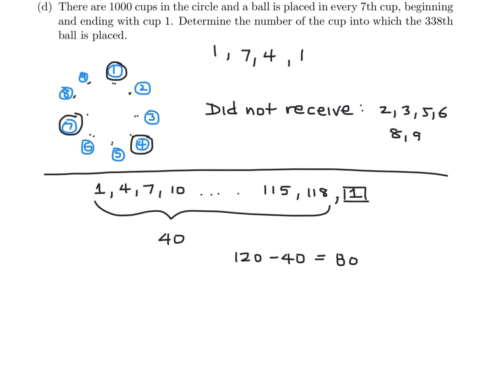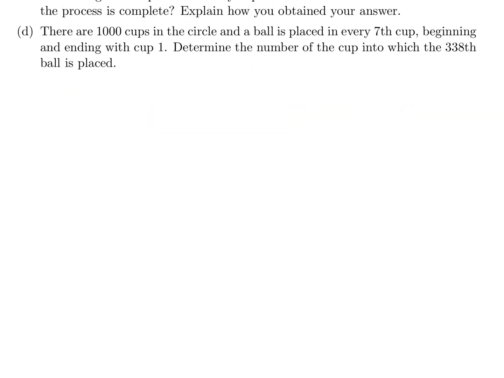And finally, part D. There are 1,000 cups in the circle, and a ball is placed in every 7th cup, beginning and ending with cup 1. Determine the number of the cup in which the 338th ball is placed. Okay, so let's make a list here. We have the ball number, and then we have the cup number. So, for example, the first ball is placed in cup number 1. The second ball is placed in cup number 8, right? Because it's every 7th cup. And the third ball would be cup 15, and so on.